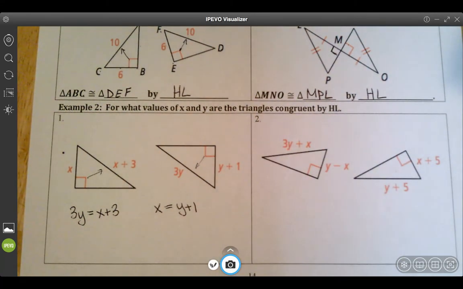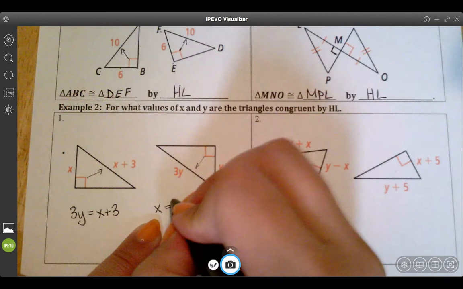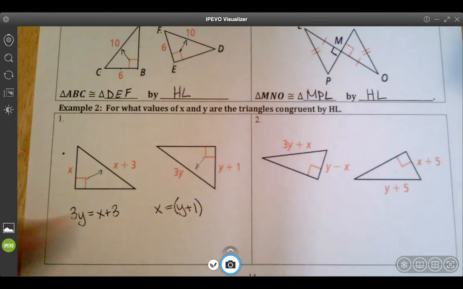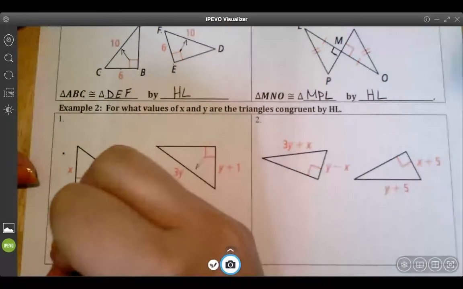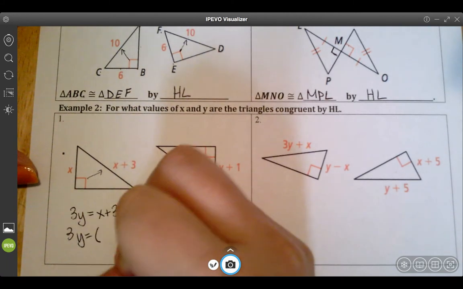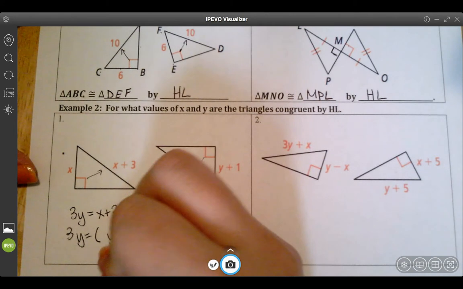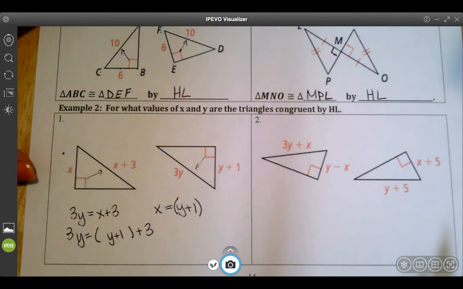So if both of my equations have two variables, how do I solve this? Well, if you remember from algebra, we can use what's called systems of equations. And that means we're just going to substitute for one of the variables. So if x equals y plus 1, we're going to substitute y plus 1 in for x into our other equation. So we have 3y equals x plus 3, but instead of x, I'm going to put y plus 1. And now we have an equation with just one variable.